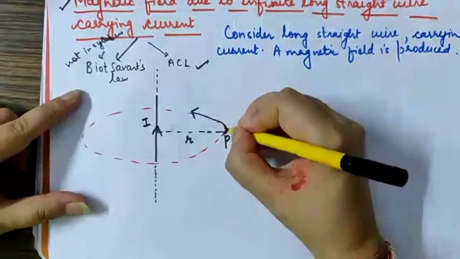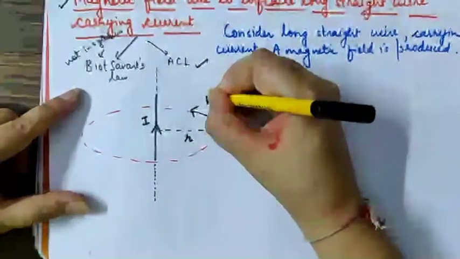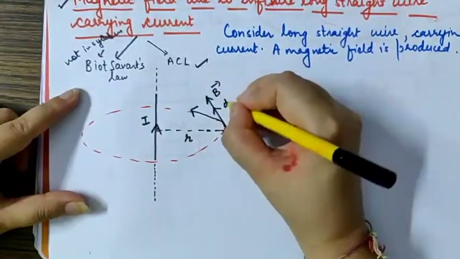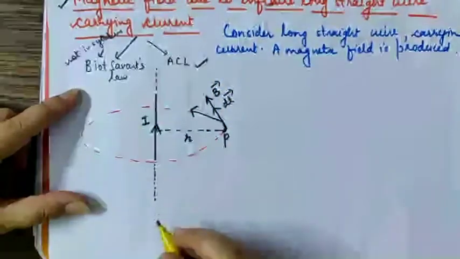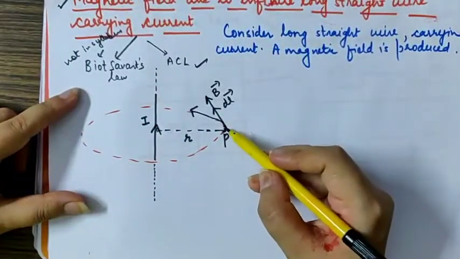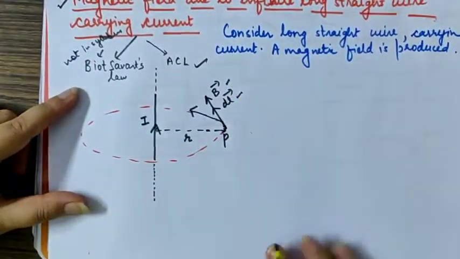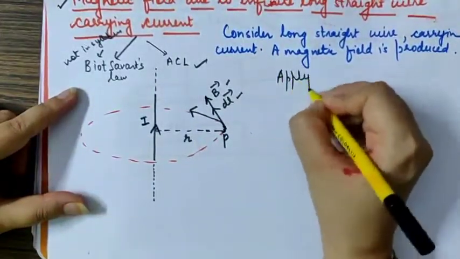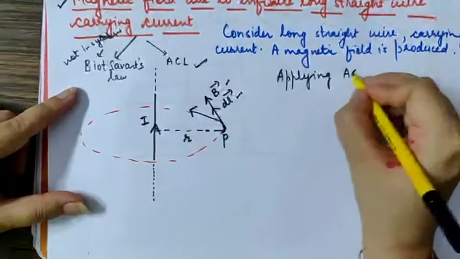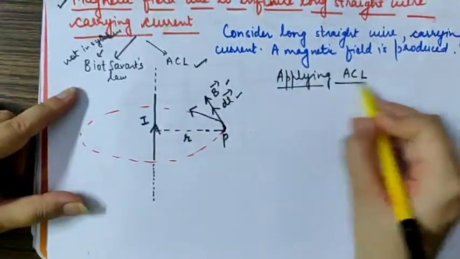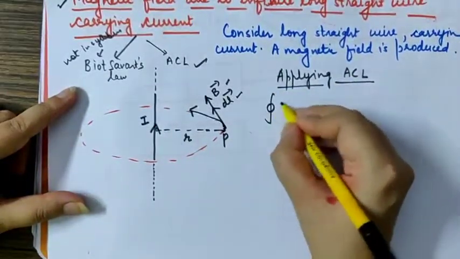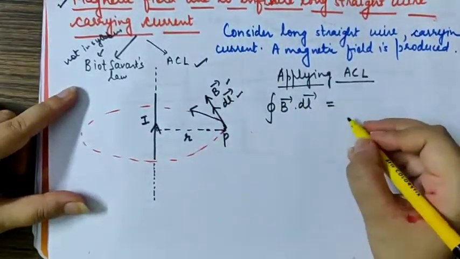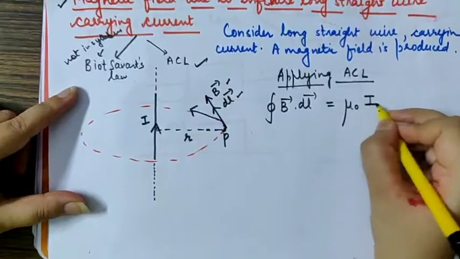So where should the magnetic field be? Number one, tangent at this point. This is the magnetic field. And where should the dl vector be? Because we are traversing in the anti-clockwise direction, at any point the displacement vector dl will also be tangent. So now apply Ampere circuital law: the closed integral of B vector dot dl vector is equal to mu naught times the current.